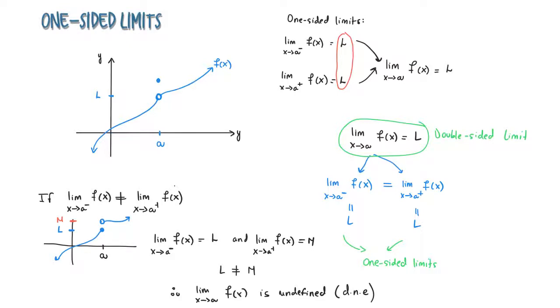Whenever you see that I write D and E, that really means does not exist. So for the double-sided limit to exist, the one-sided limits have to exist, but they have to be equal to each other. Here, the left-hand limit exists and is equal to L. The right-hand limit exists and is equal to M, but they are not equal to each other. They are unequal. So because the one-sided limits are unequal, the double-sided limit does not exist.